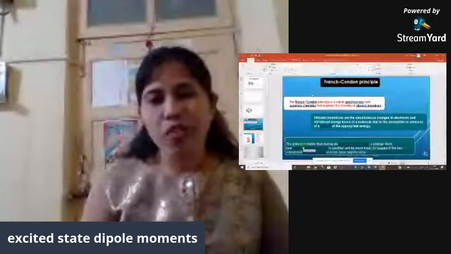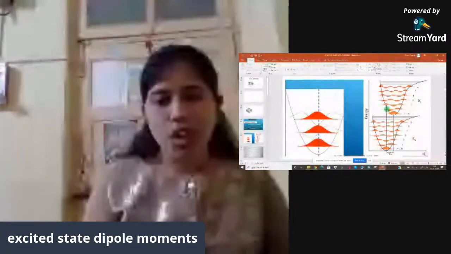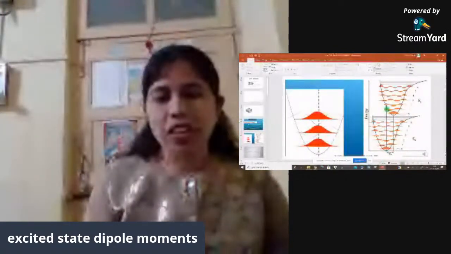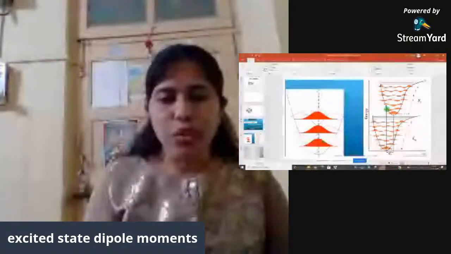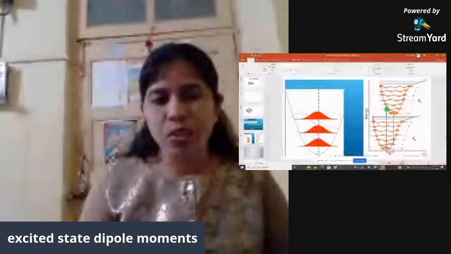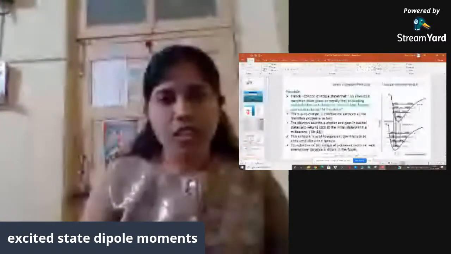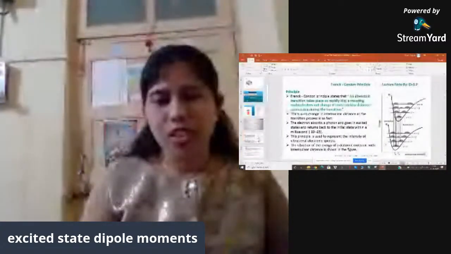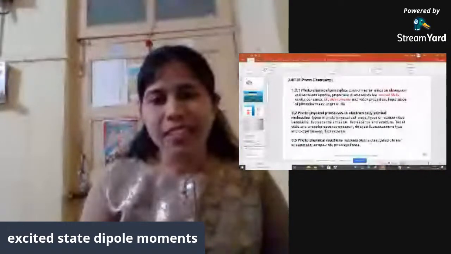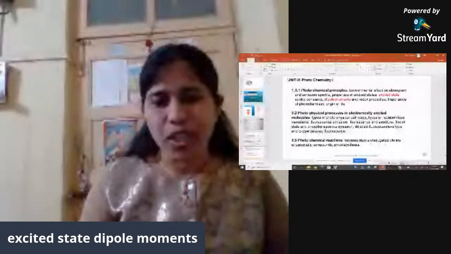Then the importance of the Franck-Condon principle and how the overlapping is most important for it. Franck-Condon states that a vibronic transition will occur when the wave function overlap is maximum. So in this slide we will cover that. Then in the next slide it is again the Franck-Condon principle in simplified form, and it is a video covering the Franck-Condon principle. Then we will start the topic, that is excited state dipole moment, and this is the syllabus for the same three syllabus of the photochemistry unit.